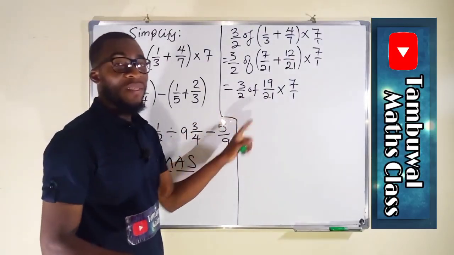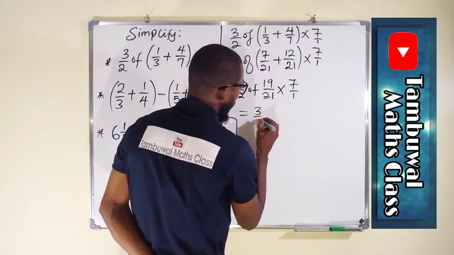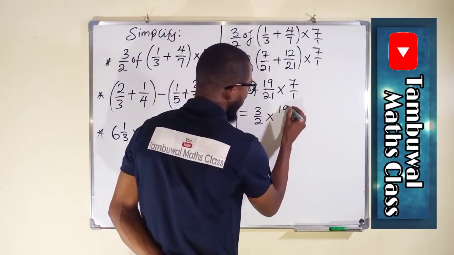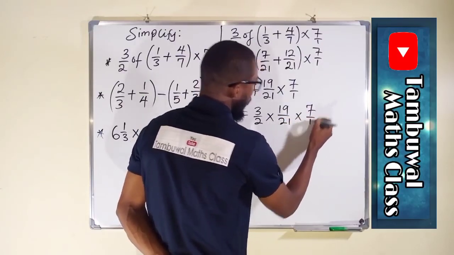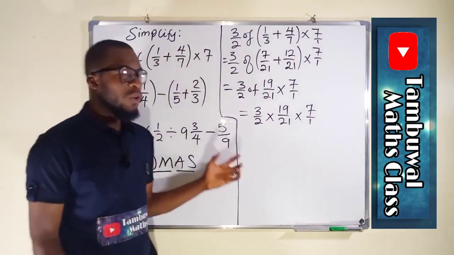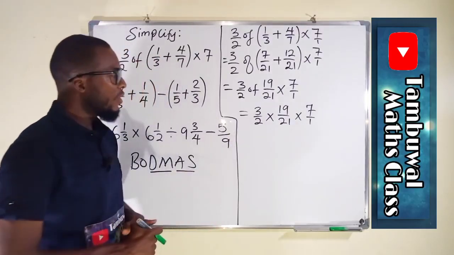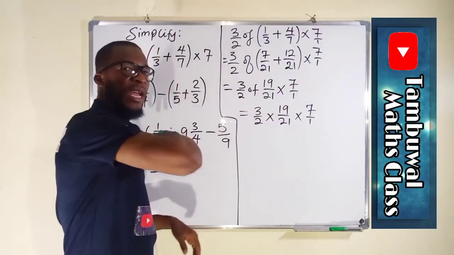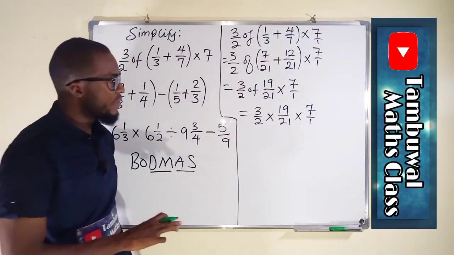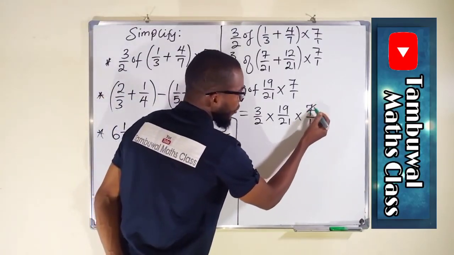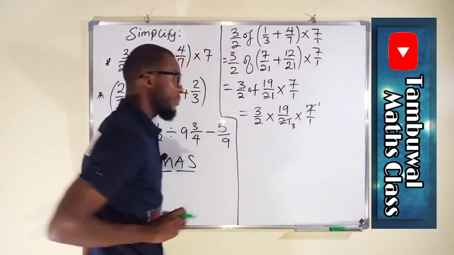We have of here, and this of is the same thing as multiplication. So this becomes 3 over 2 multiplied by 19 over 21 multiplied by 7 over 1. You can see the operations we have left are of the same kind, multiplication. So we can just multiply the top numbers and the bottom numbers separately. But for convenience, let us reduce them to their lowest terms. You can see 7 here can go into 7 one time, and 7 can go into 21 3 times.